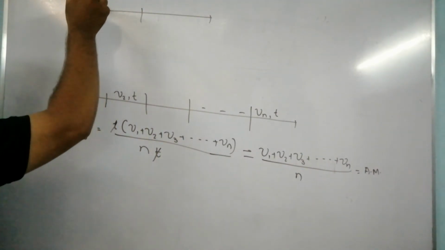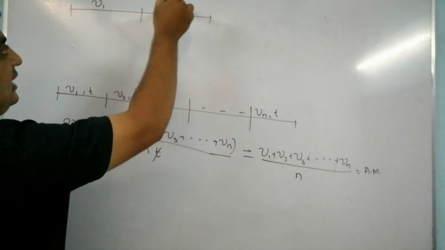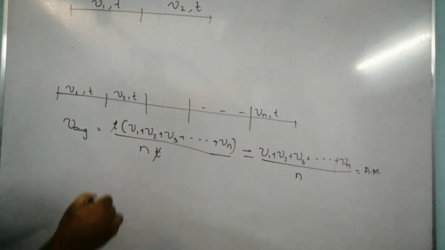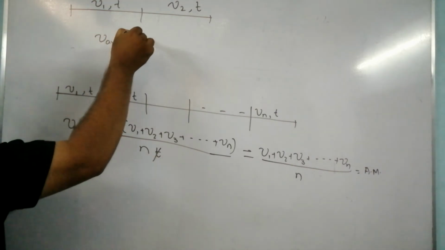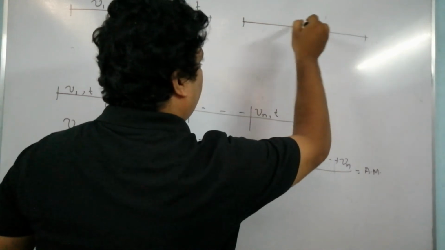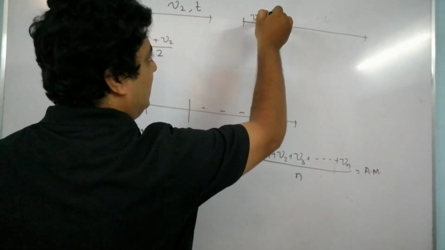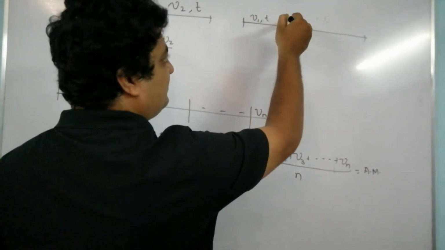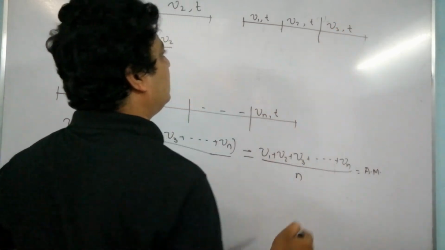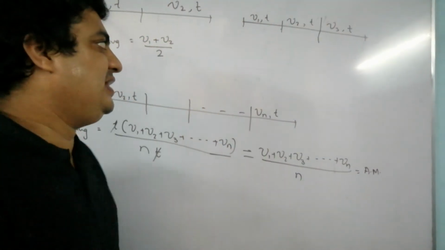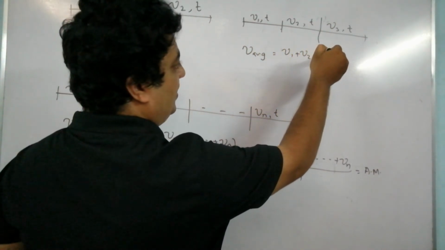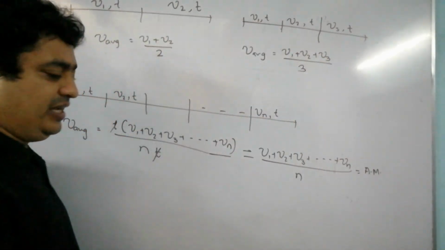Now let a particle move for first half time with speed v1 and the next half time with speed v2. Then its average speed will be v1 plus v2 by 2. Now let the particle move for t time with speed v1, next t time with speed v2, and the last t time with speed v3. Then its average speed will be v1 plus v2 plus v3 divided by 3.